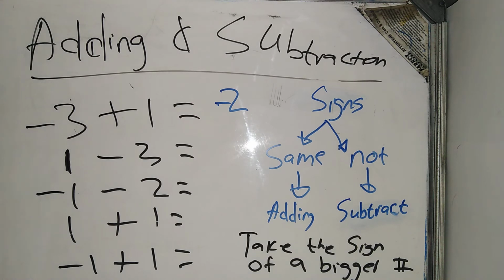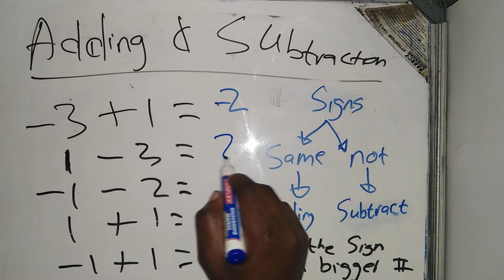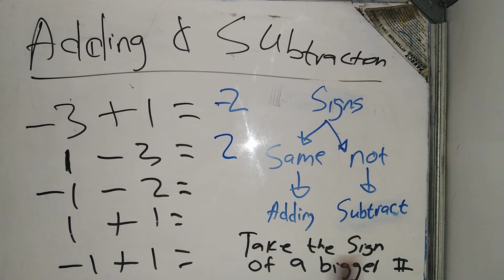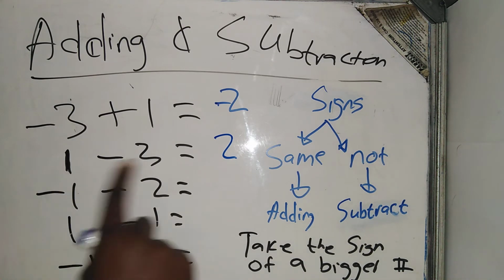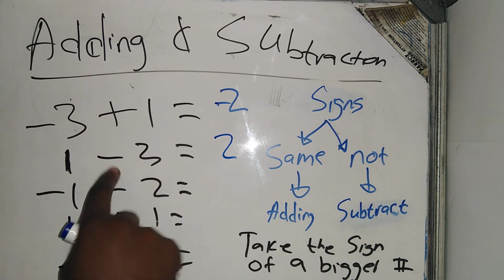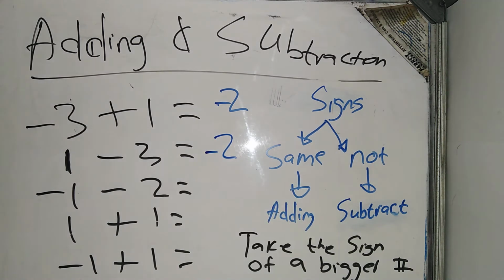We get 2. And then we take the sign of a bigger number. What is the bigger number? It is 3. What is the sign of 3? It is minus. So we put this minus here. You can also check it on the calculator. All right, let's go to the next one.